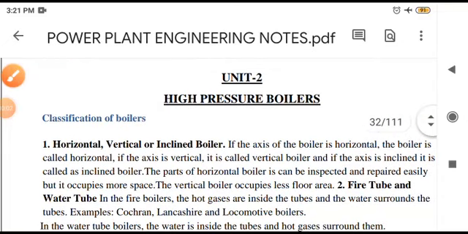Okay friends, this is the first lecture of the second unit, high pressure boilers. You have already studied high pressure boilers in thermal engineering in the second year, first semester. Not all, but a few of them we have to study in this particular chapter.